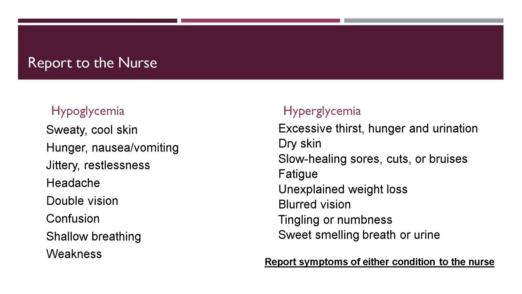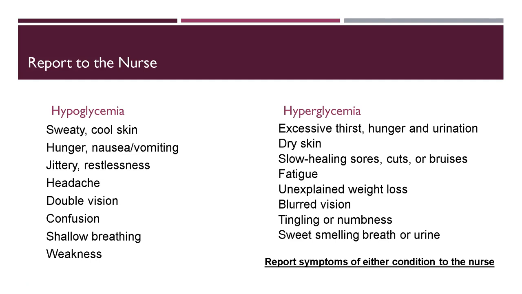Report to the nurse. Now let's look at the symptoms in depth for hyperglycemia and hypoglycemia. You will need to know when to report these symptoms to the nurse. Hypoglycemia signs could be sweaty and cool skin, hunger, nausea, vomiting, jitteriness, restlessness, shaky feeling, headaches, complaints of double vision, confusion, shallow breathing, weakness. I've seen slurred speech before.